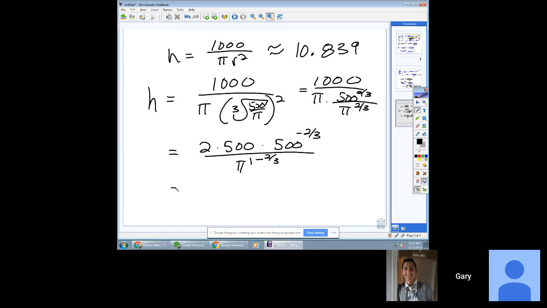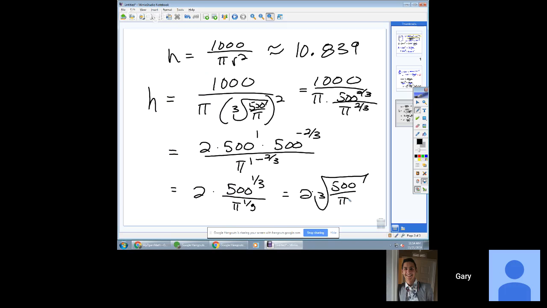So what does that give me? That gives me 2 times 500 to the 1 minus 2/3, which is 500 to the 1/3, and then pi to the 1/3. And 1/3 is the same as what? Cube root. So what I have here is twice the cube root of 500 over pi. So it is twice the radius.